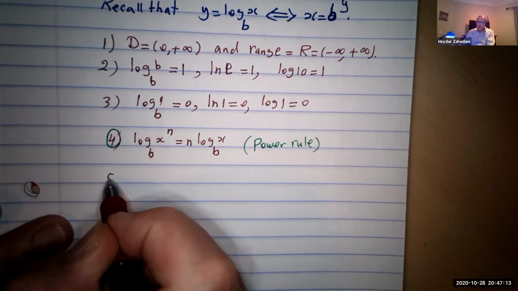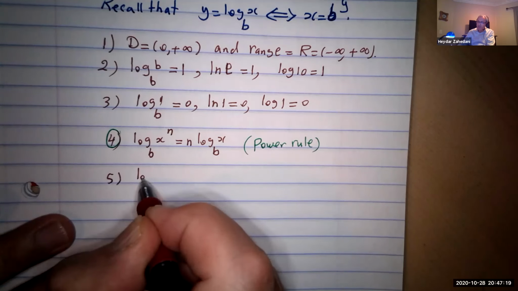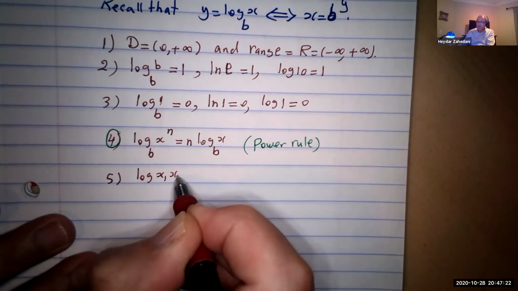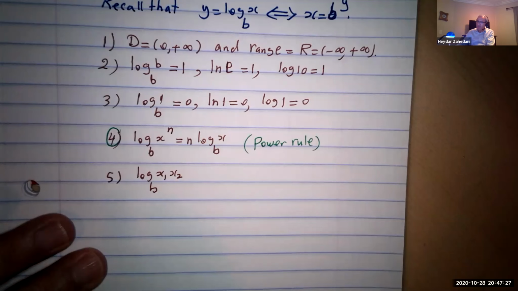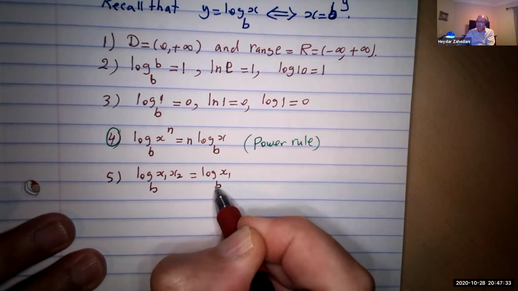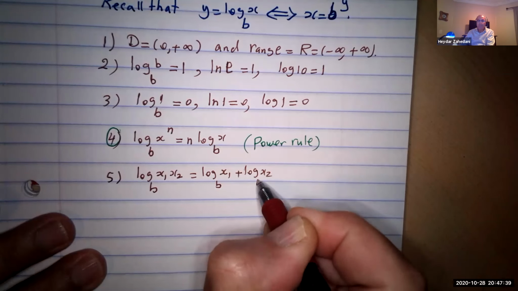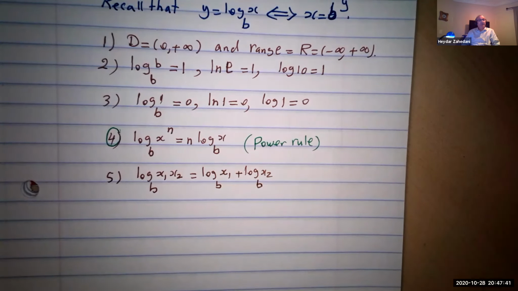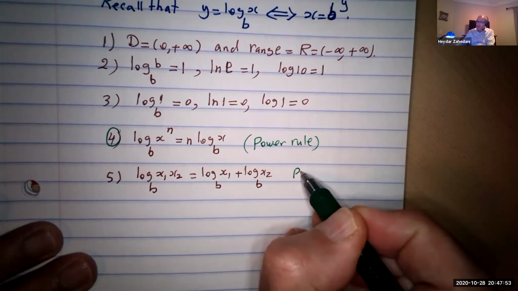The fifth one we call the product rule. If you have the log of a product, x1 times x2, at the base b, any log, ln, anything, it is going to be equal to the log of x1 at base b plus the log of x2 at base b. So if you have any product, you can break it into parts: log of x1 plus log of x2. This is referred to as the product rule.